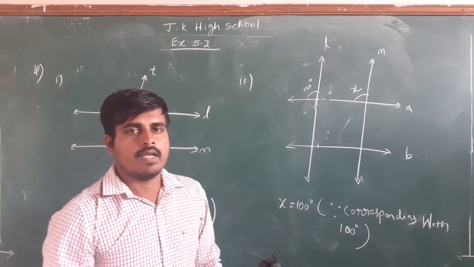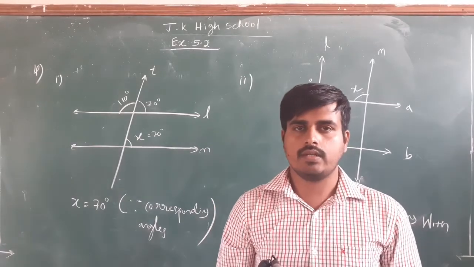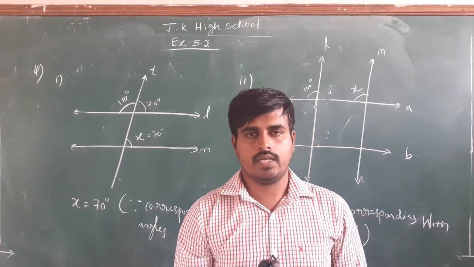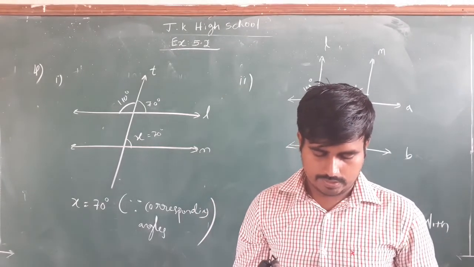Very simple. No need to measure anything, you just need to check which one is corresponding with which angle, and which one is alternate with which angle. So these 2 problems are enough for this exercise 5.2.